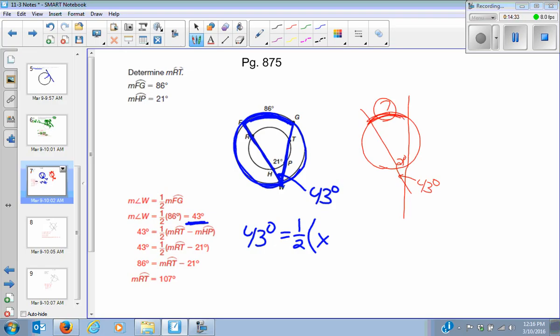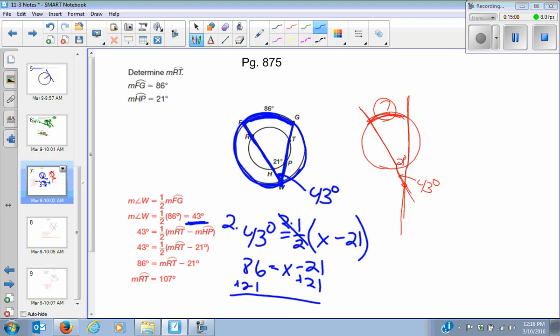Now I've got to combine and use my new theorem, which says that since this is exterior, it's 1/2 of unknown minus 21. Then we get rid of that by undoing it. We multiply by 2 to get rid of the half, giving 86 equals x minus 21. Add 21, and you get 107 as the measure of that arc. Hopefully that makes sense to you. Again, if you have questions, make sure you see me tomorrow on any of this.